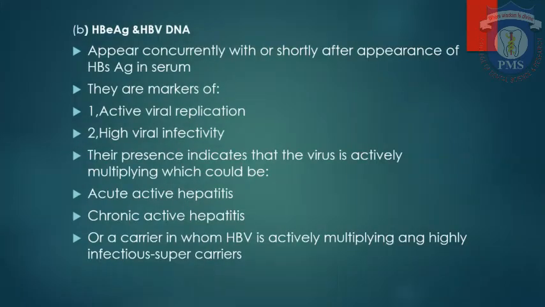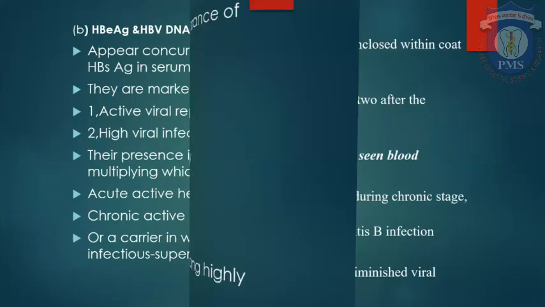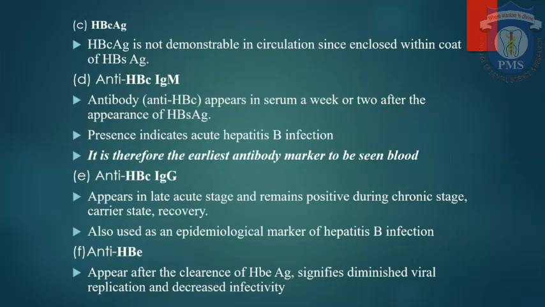Next antigen marker is hepatitis B precore antigen, HBe antigen. This marker shows active viral replication and high viral infectivity, and is seen in cases of acute active hepatitis and chronic active hepatitis. Next antigen marker is hepatitis B core antigen, HBc antigen, which is not demonstrable in circulation since it is enclosed within the coat of hepatitis B surface antigen.